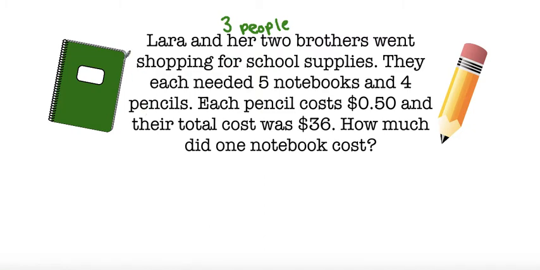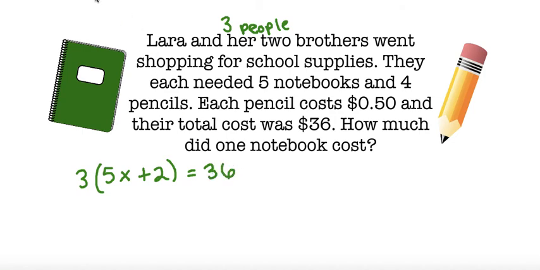And they each needed 5 notebooks and 4 pencils. So 5 notebooks, so 5x since we don't know how much it costs, and 4 pencils each, but we know that each pencil costs 50 cents. So 4 pencils at 50 cents per pencil, that ends up being $2. So each person here, so Laura and her two brothers, needed 5 notebooks and 4 pencils, and the 4 pencils cost $2, and their total cost was $36. So all 3 of them bought 5 notebooks and $2 worth of pencils, which gave them a total of $36.